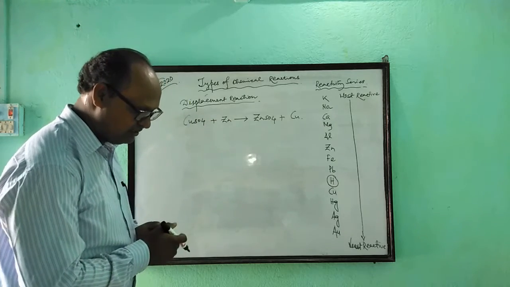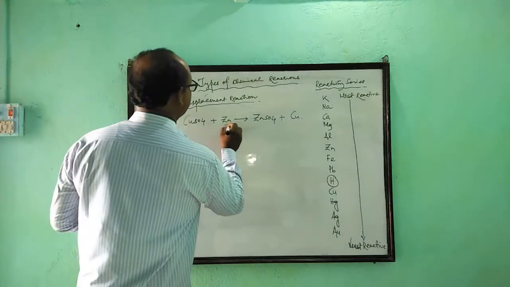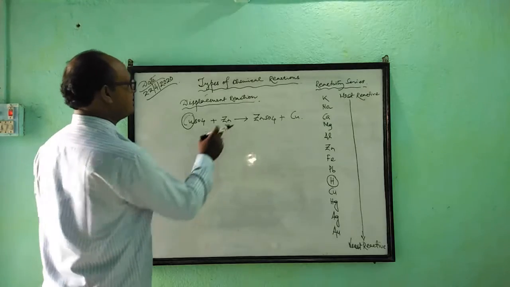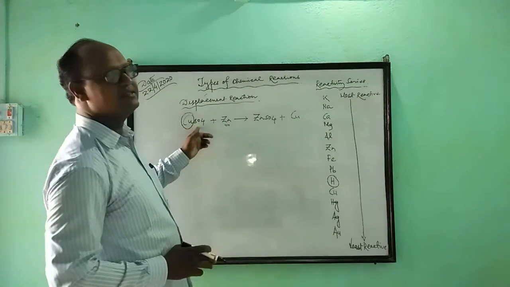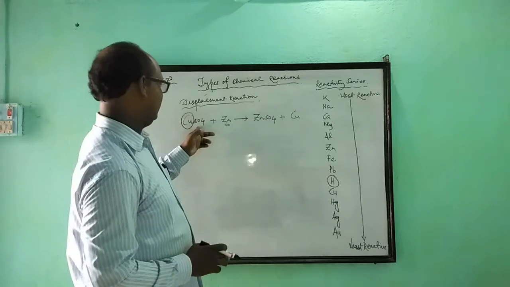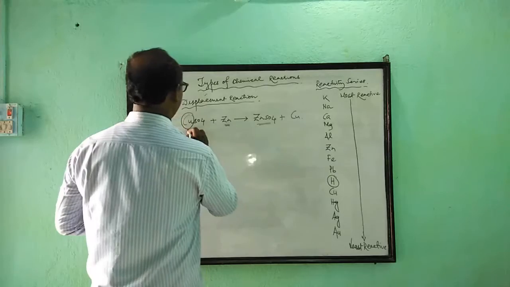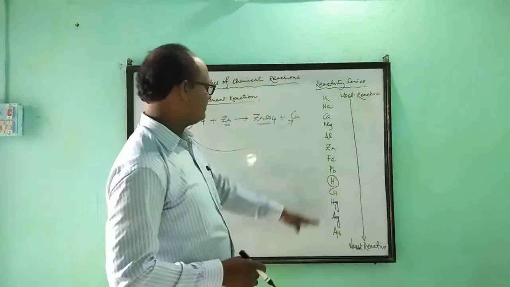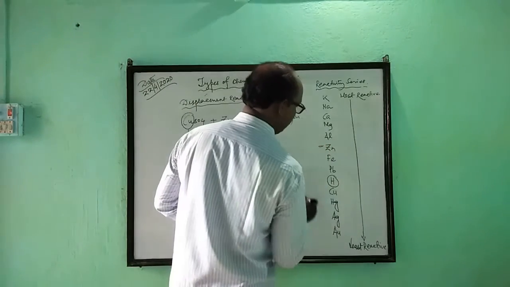Here in this reaction, zinc displaces copper. Zinc displaces copper, and zinc combines with the sulfate radical and makes zinc sulfate. And here copper is separated. This is because here zinc is here and copper is here.